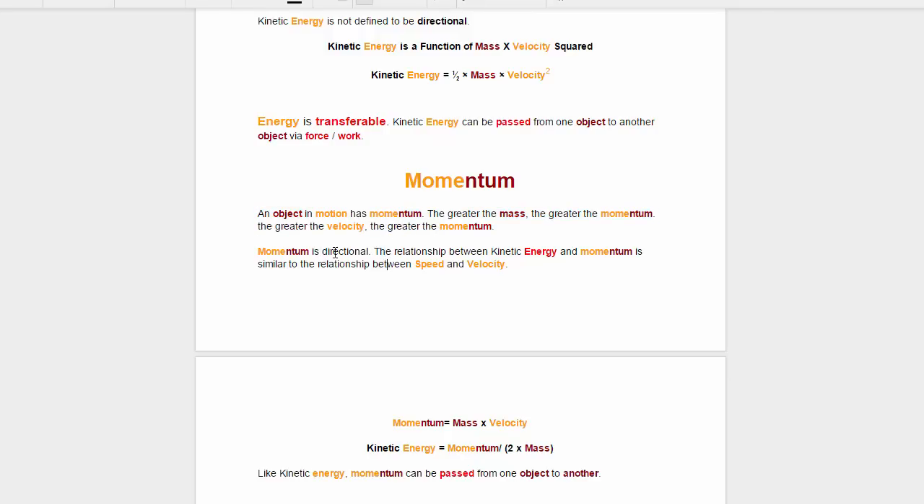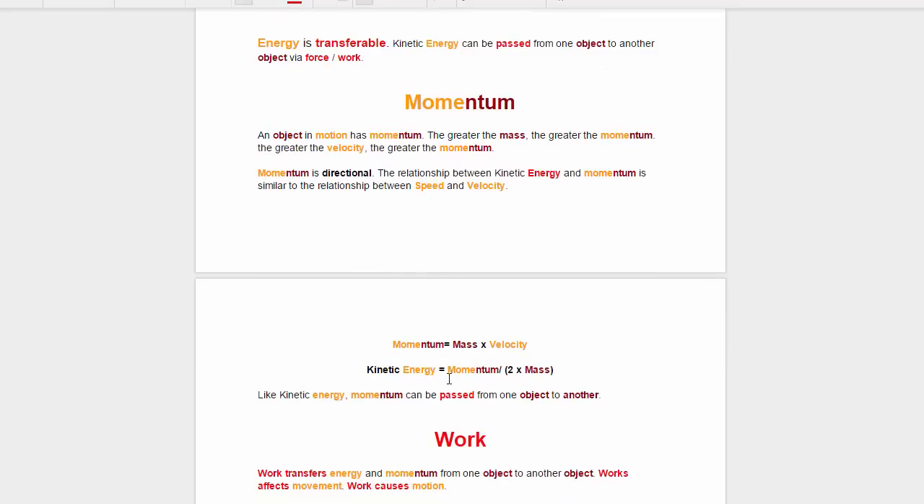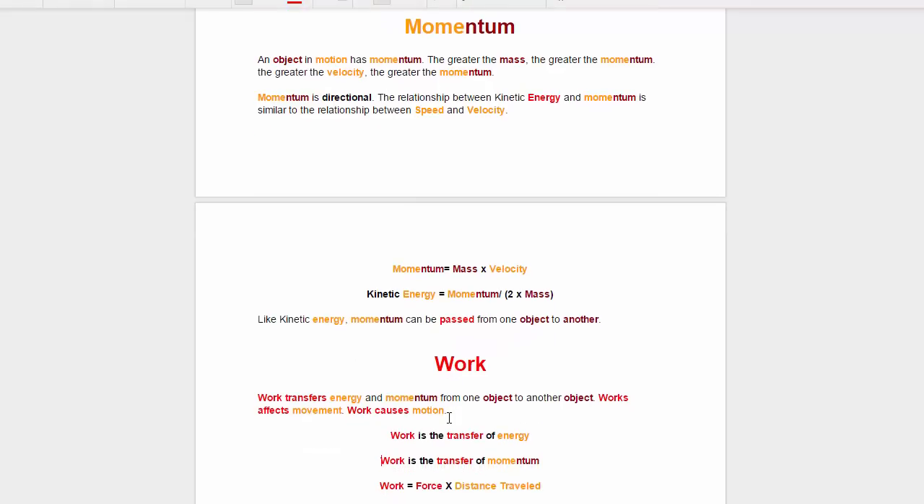The difference between momentum and kinetic energy, which is important, is that momentum is directional, it's a vector. So we can say I have momentum upwards and I have momentum forwards, and like kinetic energy, momentum can be passed from one object to another. So the more momentum we have, if we push or pull into an object, we can transfer that. So if we get good momentum going into our shot and push into the ball, it's going to go flying.